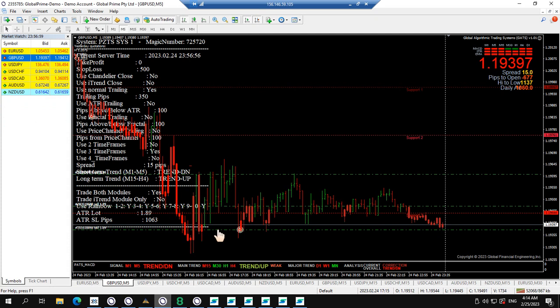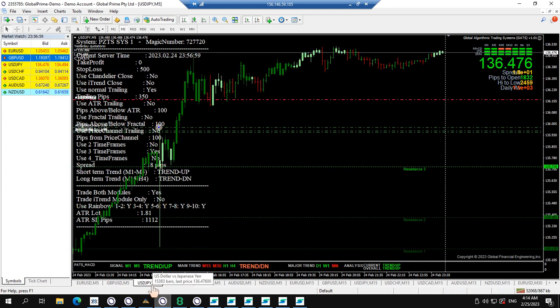Software helps to remove the boring part of execution. But we need to get those data to analyze them, to optimize the system, to see how you could improve on the structure that you program into the system. Now, if we move to the USD Japanese, you'd have noticed that a buy signal was executed here.